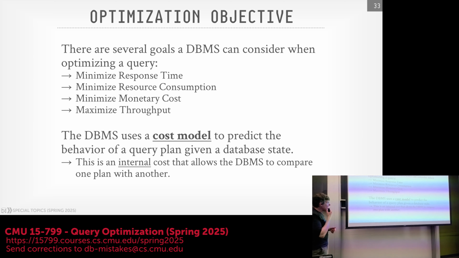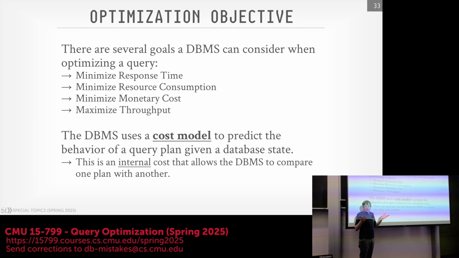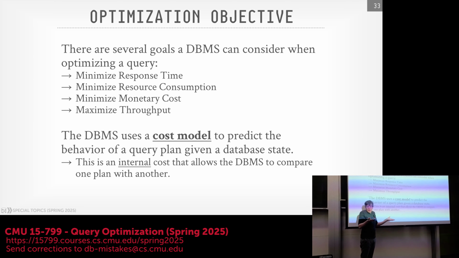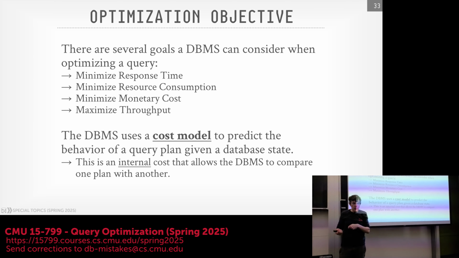And as I said before, we can't just go ahead and run the query, except Mongo does. You can't just go run the query and see whether it's a good idea or not, because if you're considering thousands or tens of thousands of query plans, and the queries could take seconds or minutes to run, this is just not feasible. So we're going to rely on a cost model that's going to help us determine whether we think one query plan is better than another.